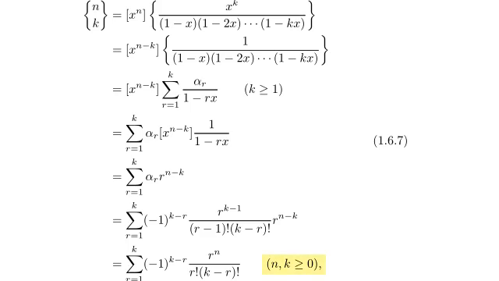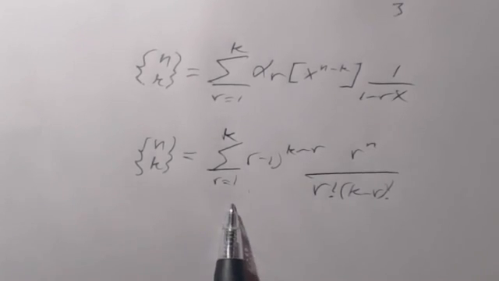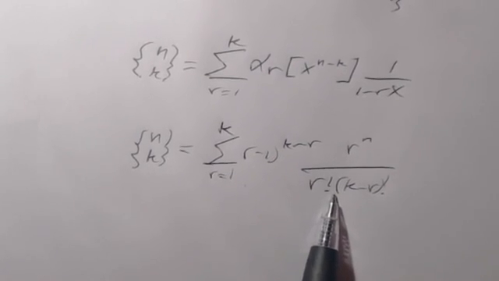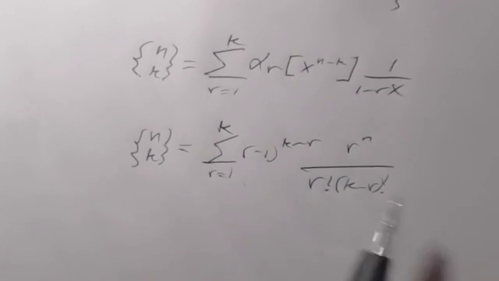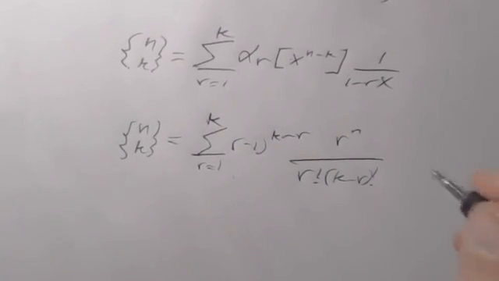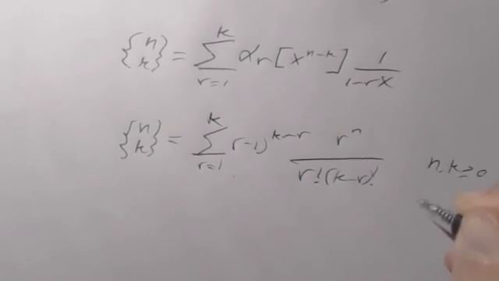I notice they say n and k are greater than or equal to 0. But if k was 0, then we would have an empty sum here, and this would be 0. If both n and k were 0, we would have an empty sum, summing from r is 1 to 0. There are no terms in the sum, so it would be 0. However, {0 0} is 1, so it's valid, I would suspect, for n and k greater than or equal to 0, but not n, k equal to 0, 0.